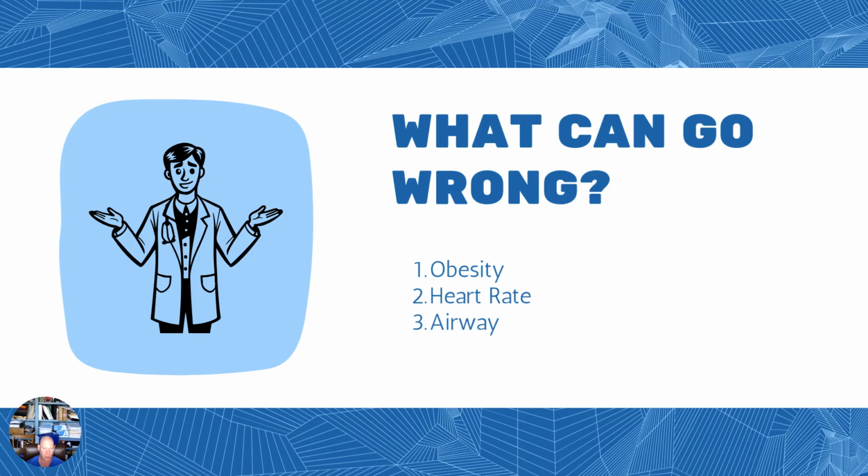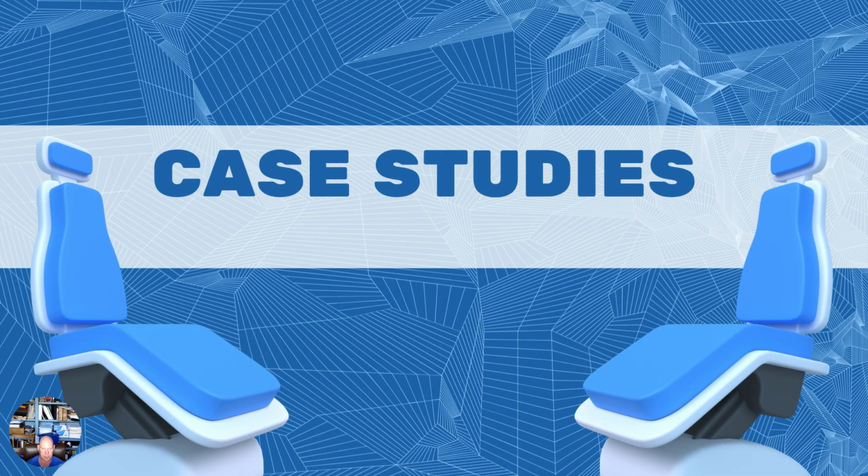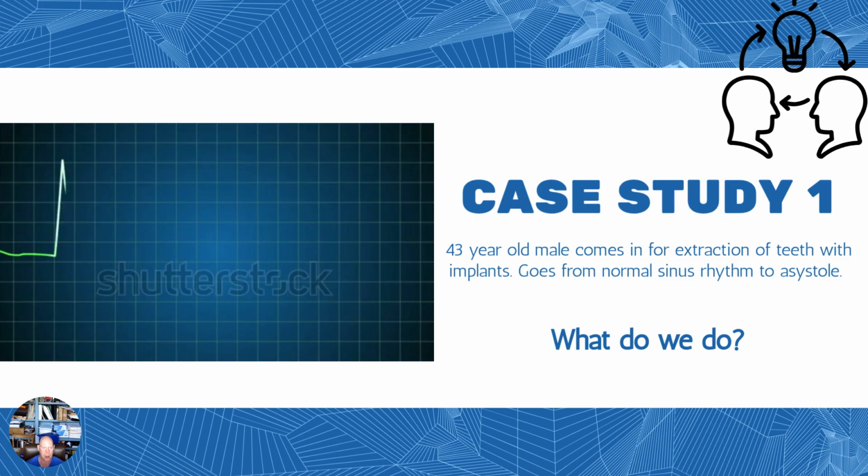So what can go wrong? We can see incidents with obesity, in heart rate, and also in airway. Case one is a patient who was an ex-IV drug addict, and we'll start the case.